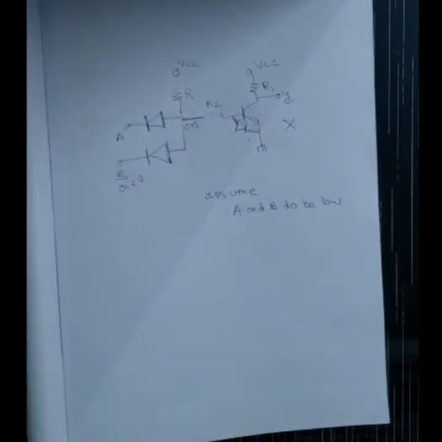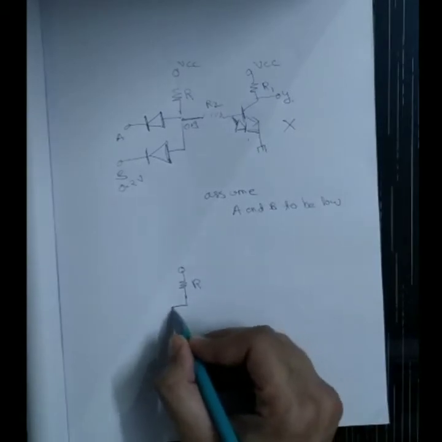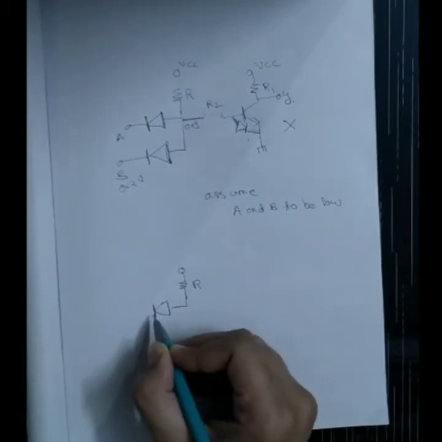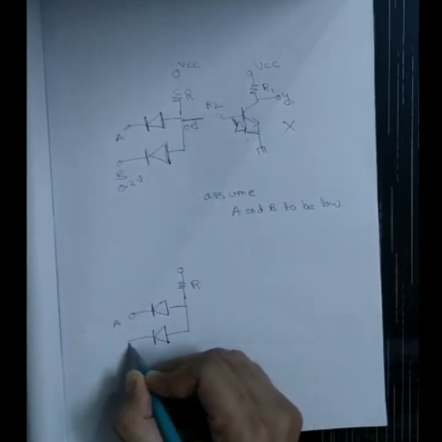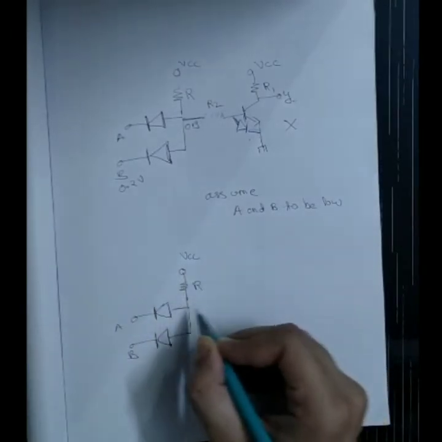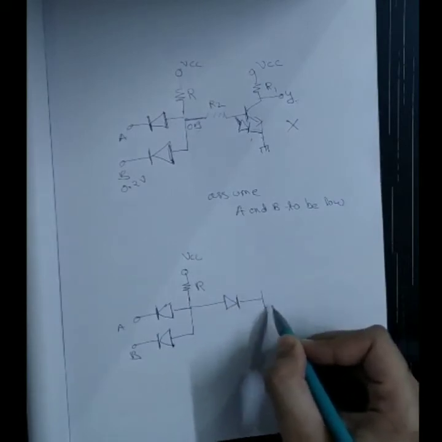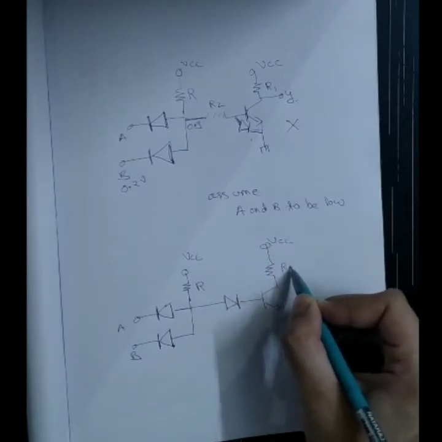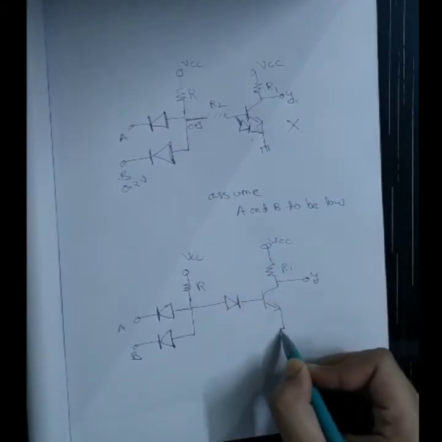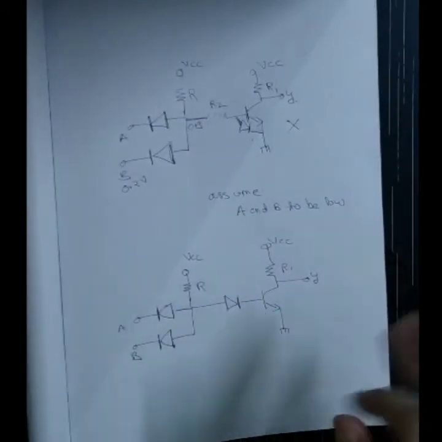Now what I can do, I can simply replace R2 by a diode. Okay, let's see the circuit. What I can do is I can replace this by a diode. Now take A and B, A or B or both to be low.